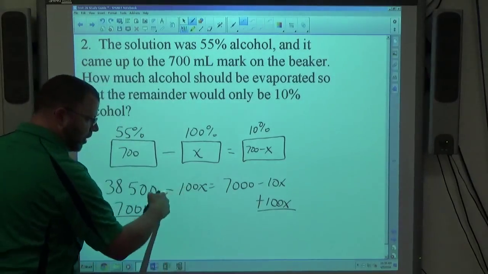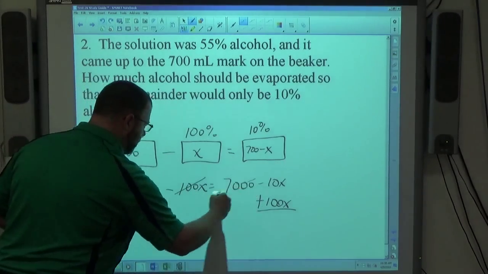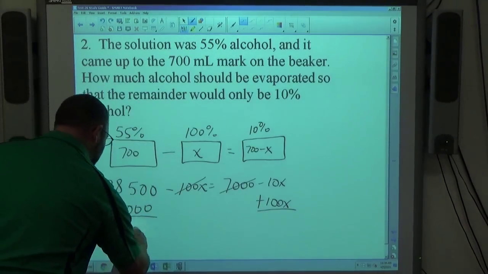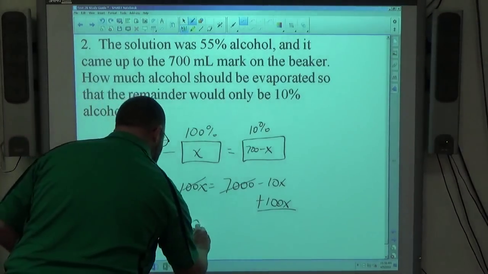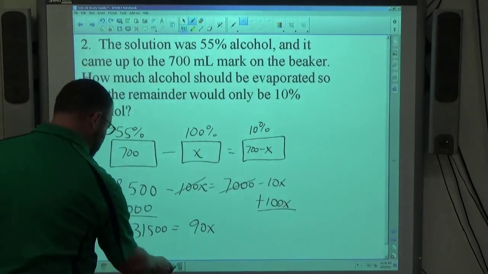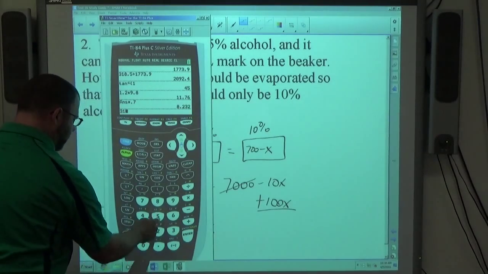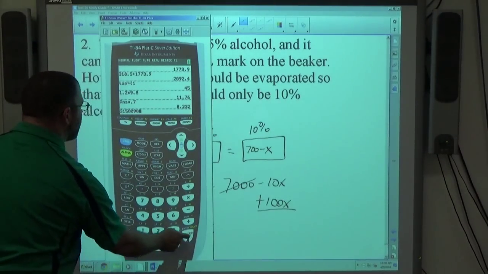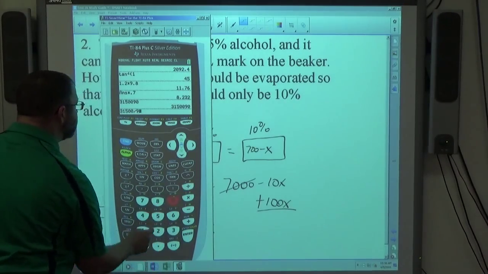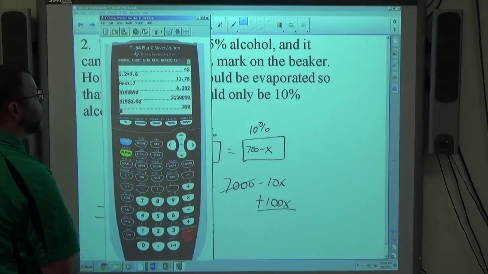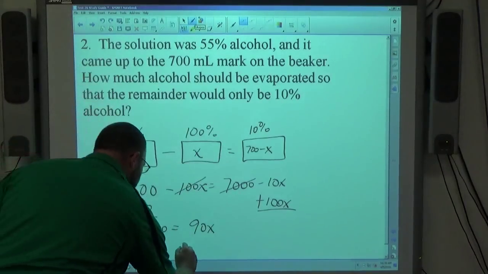Both objects change signs, so 100X becomes positive, 7,000 becomes negative. That gives me 31,500 is equal to 90X. So if I get my calculator, I do 31,500 divided by 90. I get the divided by sign this time. 350. So X equals 350.